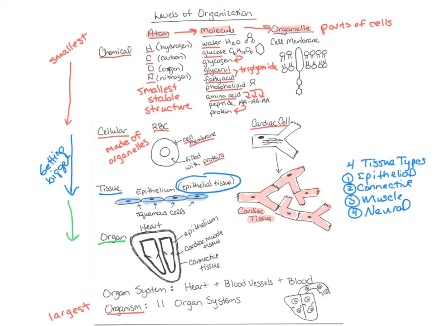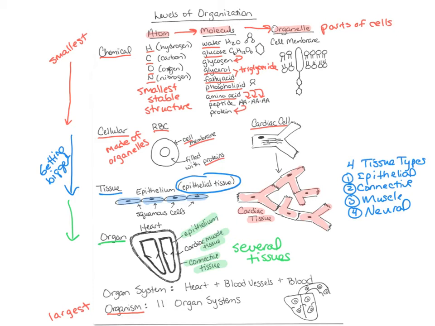An organ contains several different tissues. Here is an example of the heart. So the heart includes an epithelium that lines the internal cavities inside the heart. It consists of cardiac muscle tissue, and it also has a connective tissue that surrounds it. So there are 3 different tissue types in this one organ: epithelial tissue, muscle tissue, and connective tissue. So you can see how the organ level of organization is bigger than the tissue level of organization.